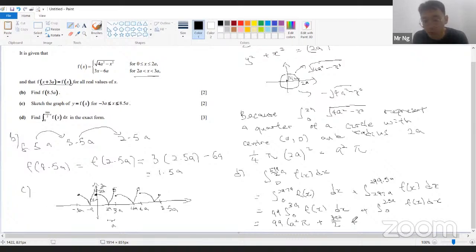Now after that here plus, bracket first, bracket a square pi, after that plus half times a times 1.5a, 1.5a times a and half. And this one is 2.5.